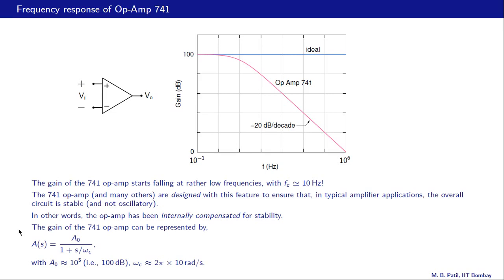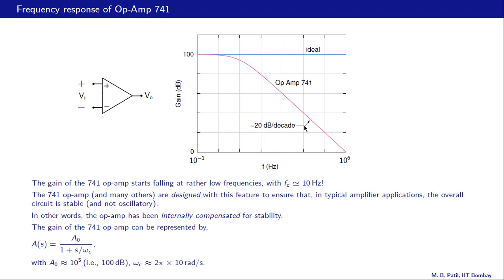The frequency response of the 741 op amp can be represented by this equation here. A of S or j omega equal to A0 divided by 1 plus S by omega C. And it is easy to figure out where this is coming from. This is our frequency response. We have only one corner frequency somewhere here, two asymptotes, that one and that one. And this asymptote has a slope of minus 20 dB per decade.